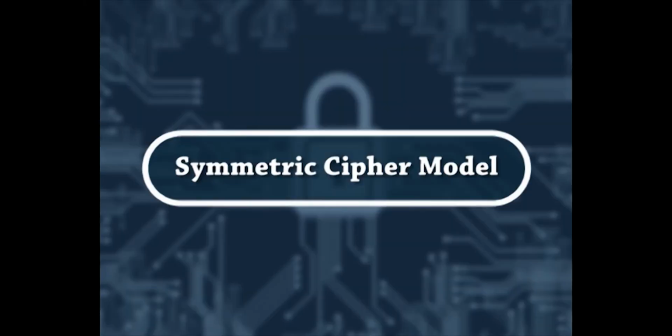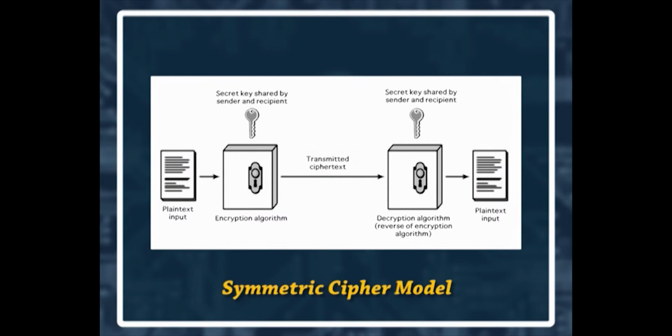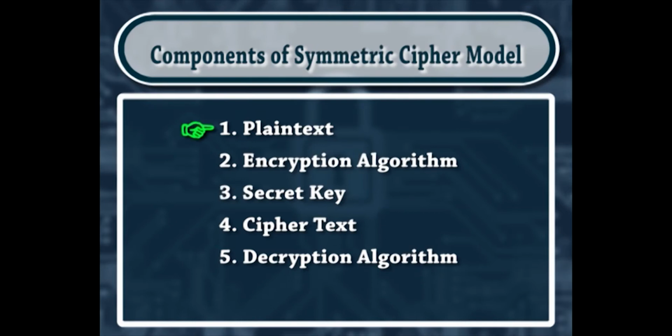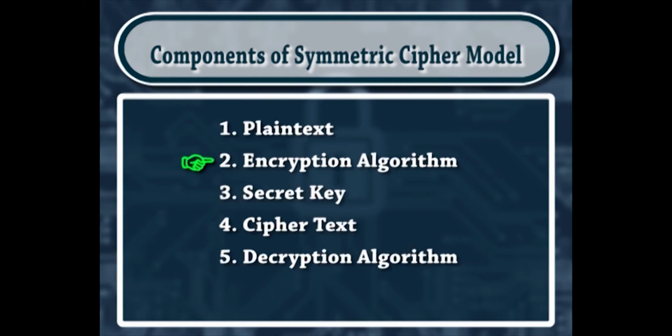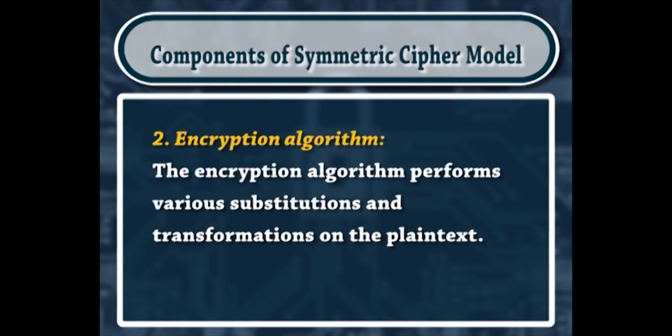First, let's have a quick look at the symmetric cipher model. The figure represents the concept of the symmetric cipher model. It has 5 main components. Number 1, plain text. This is the original understandable message or data that is fed into the algorithm as input. Number 2, encryption algorithm. The encryption algorithm performs various substitutions and transformations on the plain text.